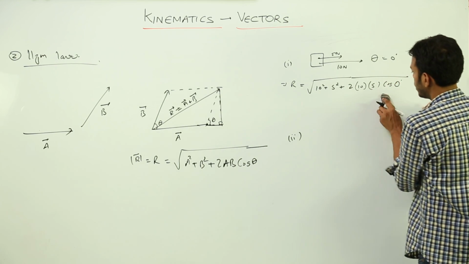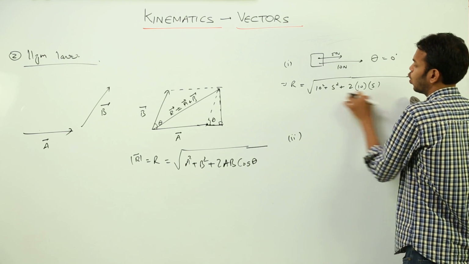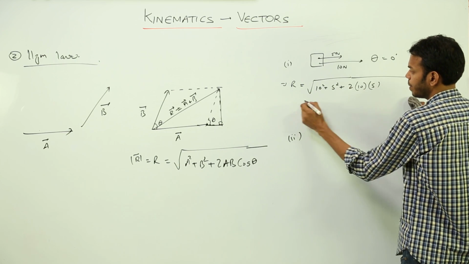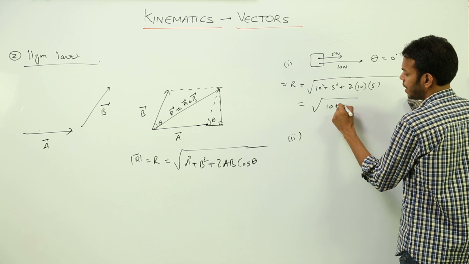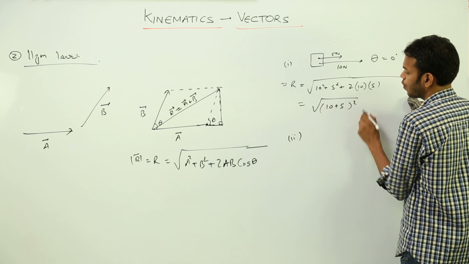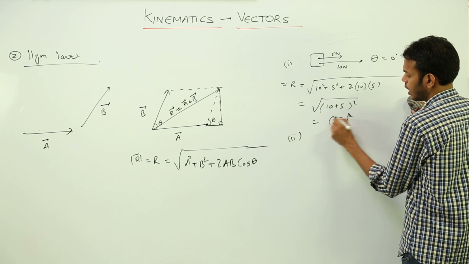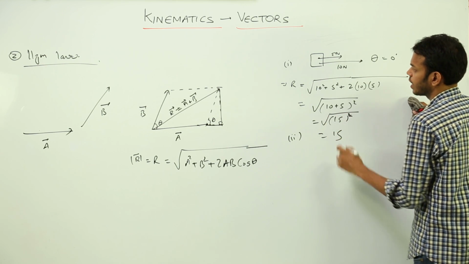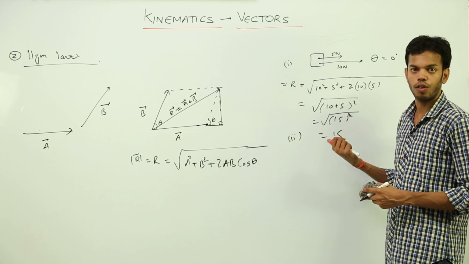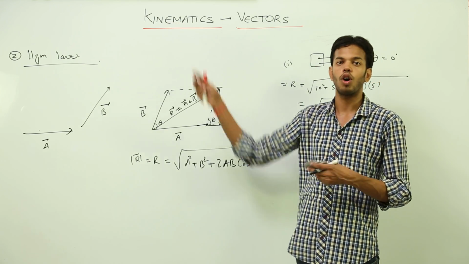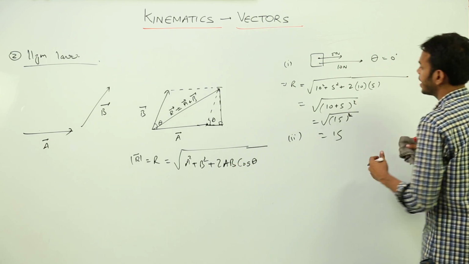Cos 0 is 1, so this is removed. This whole thing is in the form of a square plus b square plus 2ab, which is the (a plus b) whole square formula, which is 15 square under root, so basically 15. So even if you apply the formula, you will get the same result. So what we did there was in accordance with the resultant formula.